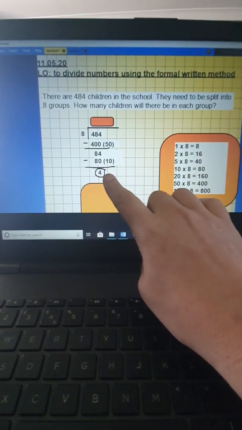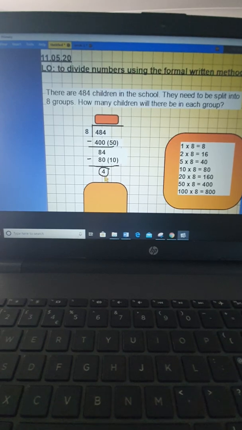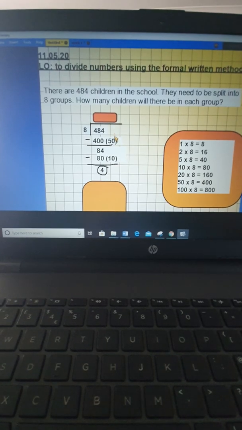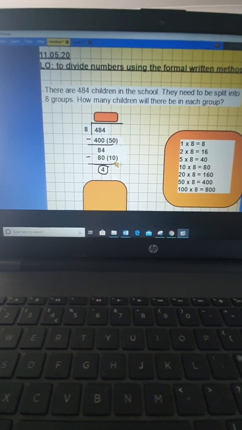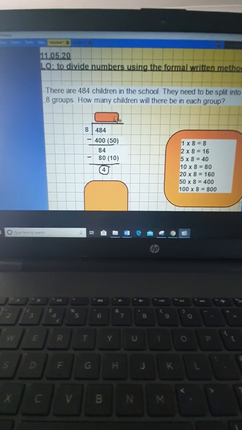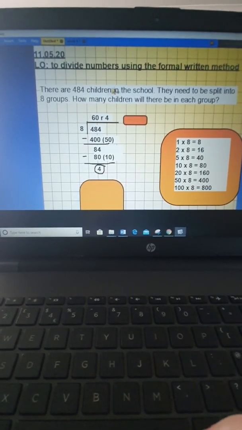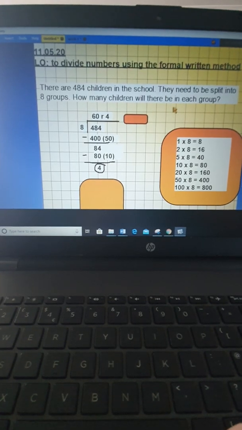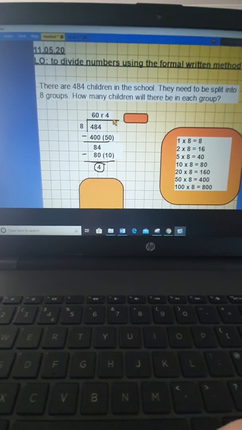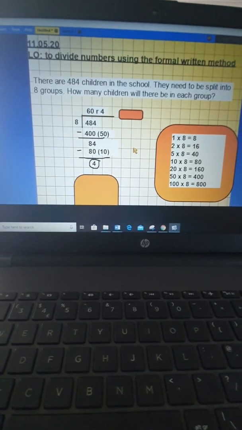But again, this is a remainder because 4 is less than the number I'm dividing by. Therefore, I've circled it, which just gives me a little reminder that that is my remainder, okay? So my answer is the number in the brackets with a remainder of 4. So 50 add 10 is 60, remainder 4. So my answer would be 60, remainder 4. So the children can't actually go in groups of the same number, okay? But there'll be 60 in every group and there'll be a remainder of 4 that they will then have to share out, okay? So that is what you're doing today.